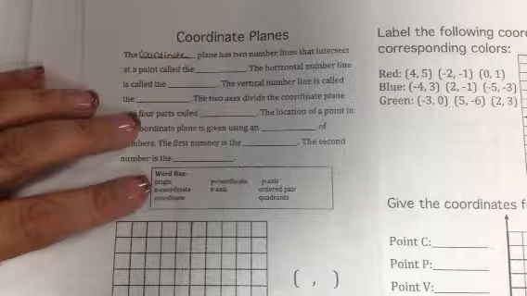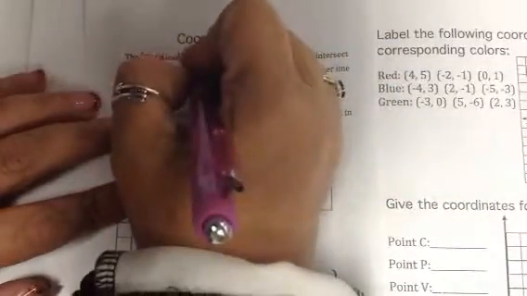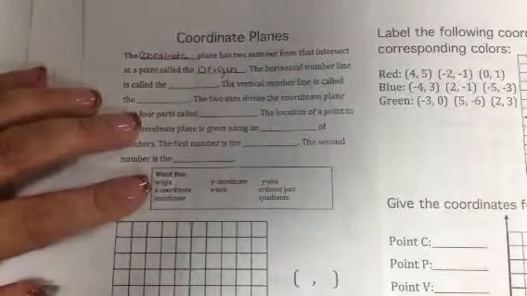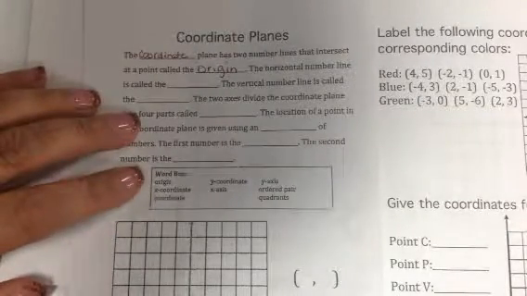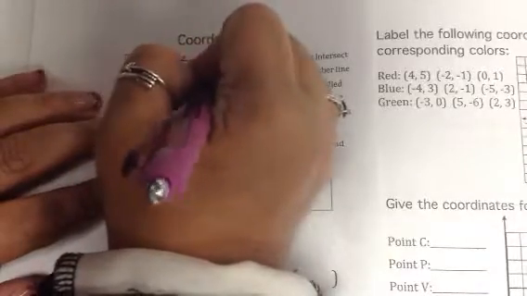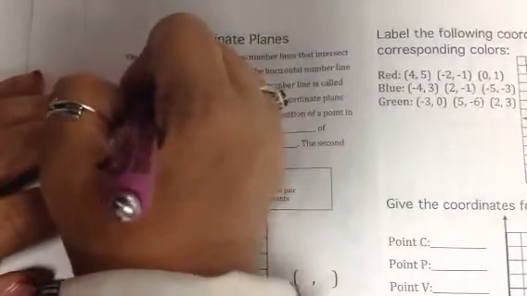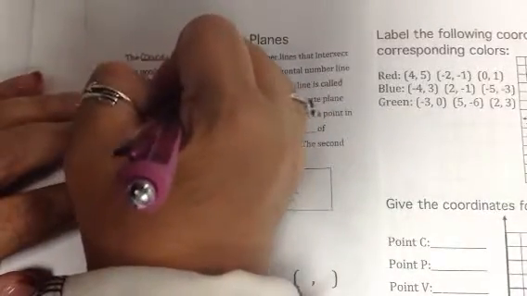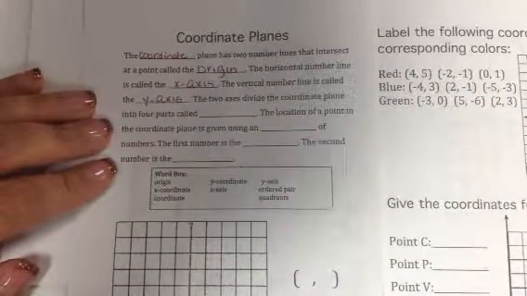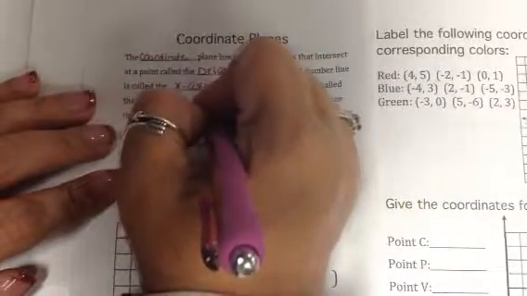The coordinate plane has 2 number lines that intersect at a point called the origin. The horizontal number line is called the x-axis. The vertical number line is called the y-axis. The 2 axes divide the coordinate plane into 4 parts called, those are quadrants.